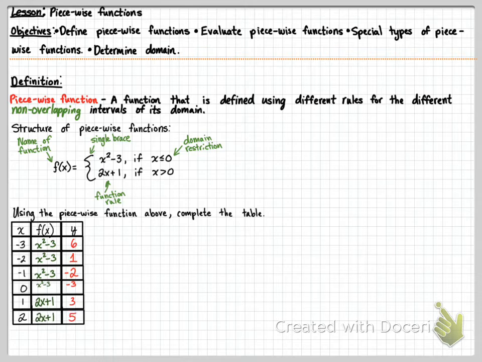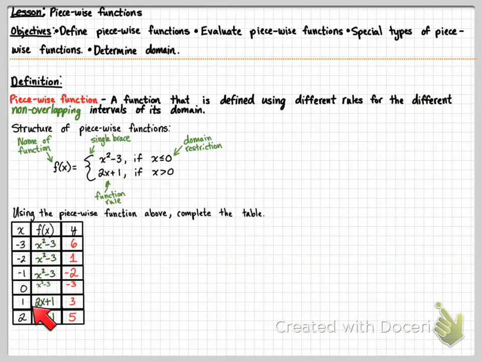Okay, so all I did here was for x squared minus 3, I plugged in negative 3, so negative 3 squared is 9, 9 minus 3 is 6, negative 2 squared is 4, 4 minus 3 is 1, and so on. Now I get to 1, and 1 is greater than 0, so I'm going to start using this equation. You have to look at the domain restriction, you have to look at your x's to figure out which equation you're going to use for that x value.